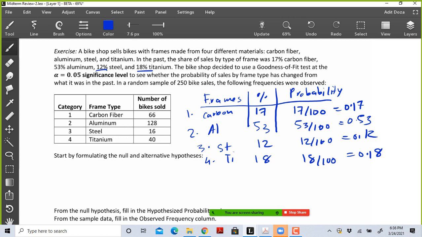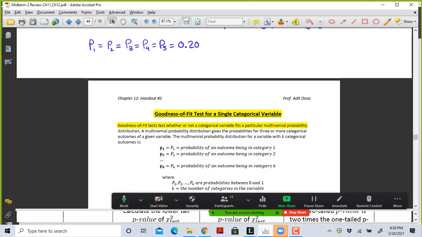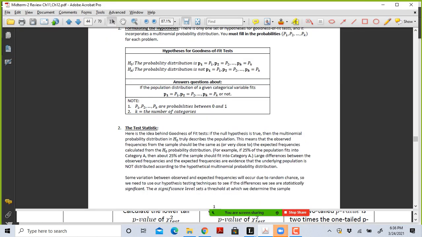So the bike shop wants to use a goodness of fit test at the alpha equals 0.5 significance level to see whether the probability of sales by frame has changed from the past. So if it changed from the past, how do you set up the goodness of fit test?